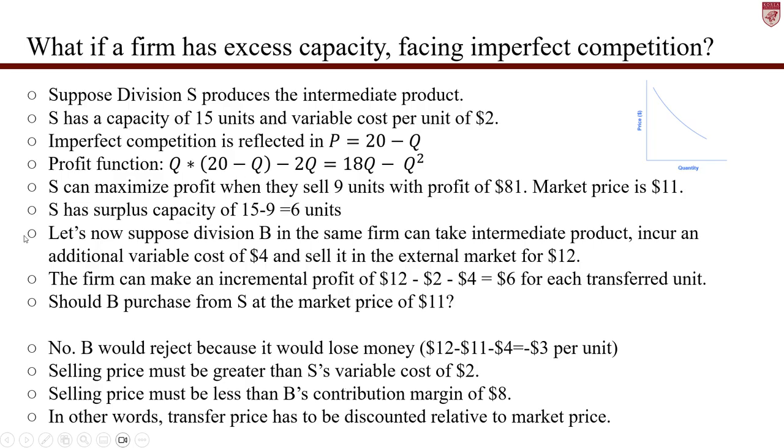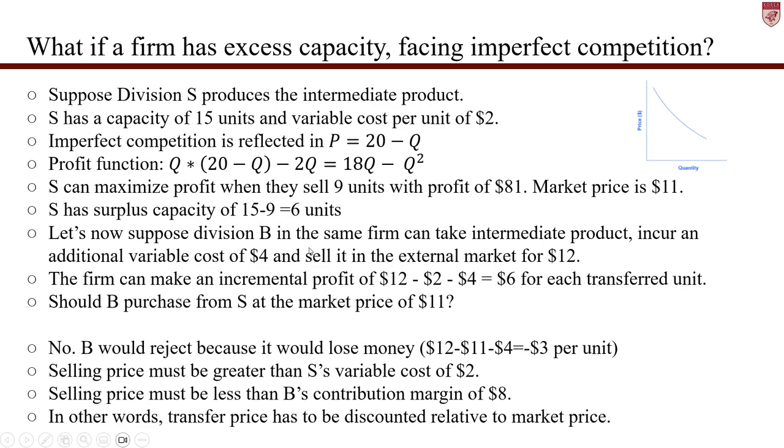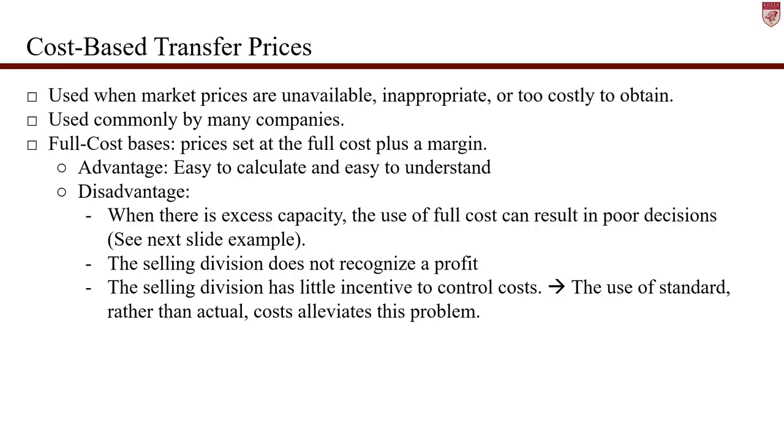So what is the conclusion of this scenario? Well, in an imperfect competition, the transfer price is actually lower than the market price, okay? As you can see from this scenario, okay? So that is what I mean by this second point from the previous slide. All right.